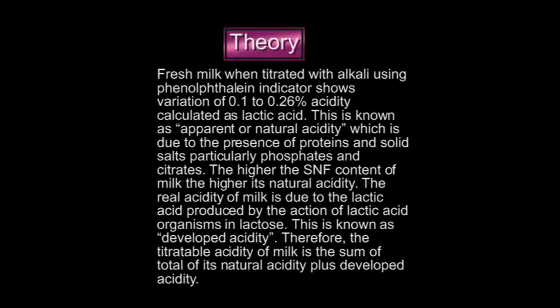This is known as apparent or natural acidity, which is due to the presence of proteins and solid salts, particularly phosphates and citrates. The higher the SNF content of milk, the higher is the natural acidity. The real acidity of milk is due to the lactic acid produced by the action of lactic acid organisms on lactose. This is known as developed acidity. Therefore, the titrable acidity of milk is the sum total of its natural acidity plus developed acidity.